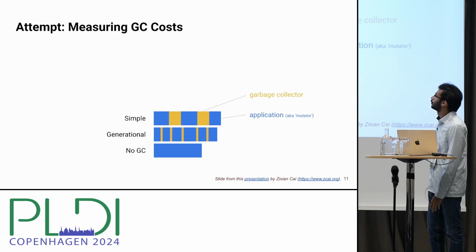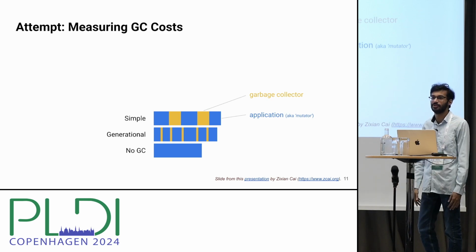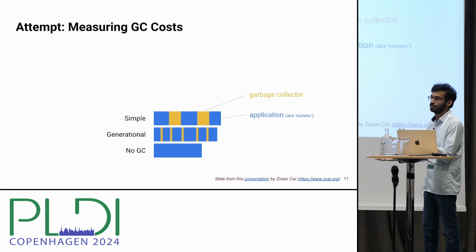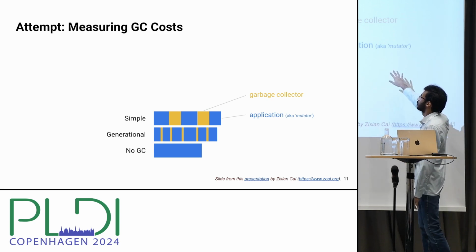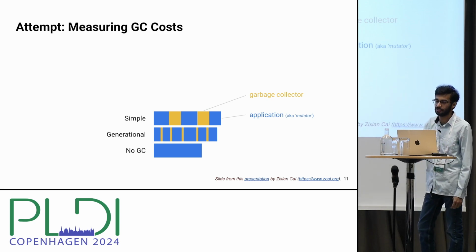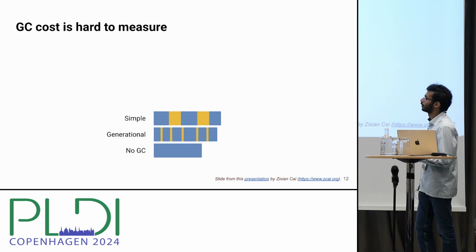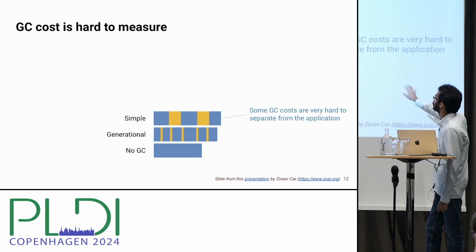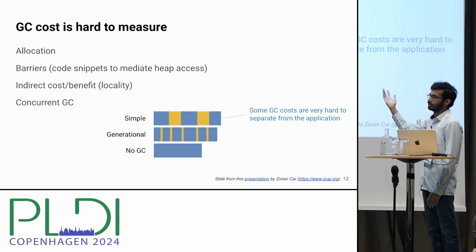So a simple, straightforward approach of measuring GC cost is to just sort of demarcate the start and end of a GC, like we've done here in yellow, and measure the cost in between, where everything else is assumed to be the cost associated to the mutator. Unfortunately, we know that that reality is quite nuanced, and that's because some GC cost is hard to separate from the application, costs like allocations, read and write barriers, concurrent GC, etc.